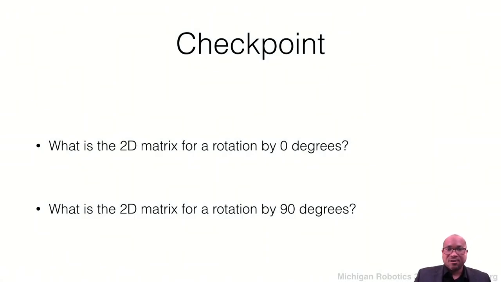And so just as a quick checkpoint, what's a 2D matrix for rotation by 0 degrees? Think about it. Or put the video on pause, or hopefully it comes to you immediately. That should look like our 2D identity matrix, right? What's a 2D rotation matrix for rotation by 90 degrees? About our Z-axis again, the out-of-plane Z-axis. Think about it. All right.